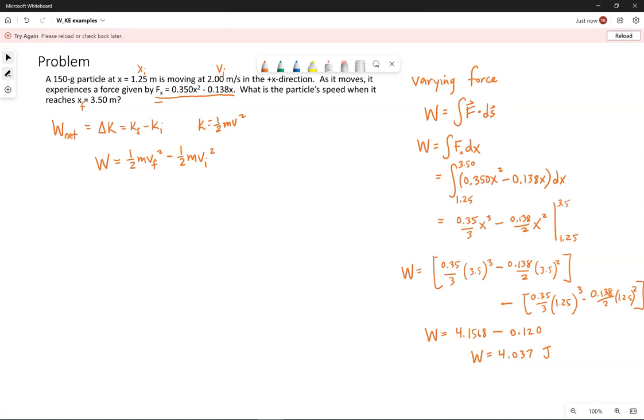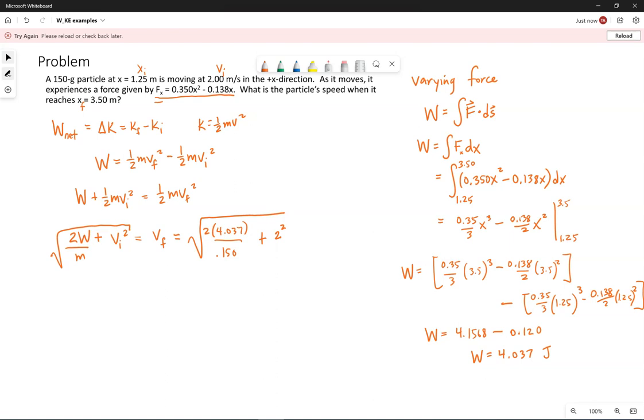Coming back now to relate this to the speed, we have the work. Maybe I'll solve this symbolically first. So we have v initial. I'm going to bring that initial kinetic energy to the other side, and we're solving for v final. If I multiply both sides by 2 and divide by m, and then take the square root, this will be how we calculate v final. So it's the square root of 2 times this work over the mass. Now be careful, this mass does need to be in kilograms. So 0.15 kilograms, plus the initial speed they told us was 2, so that needs to be squared.